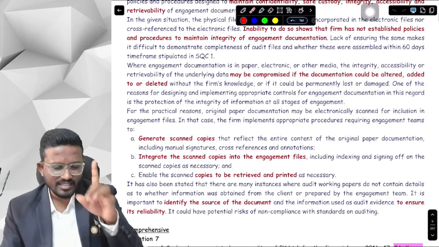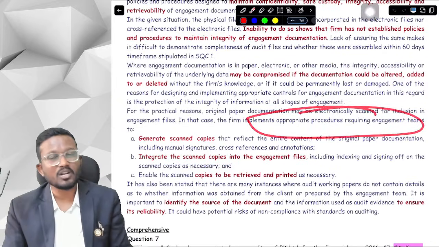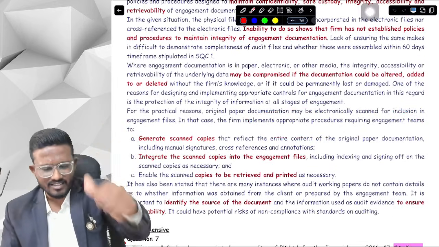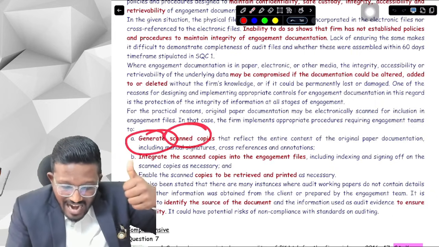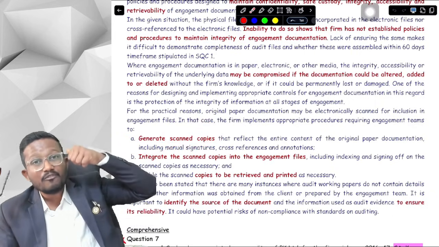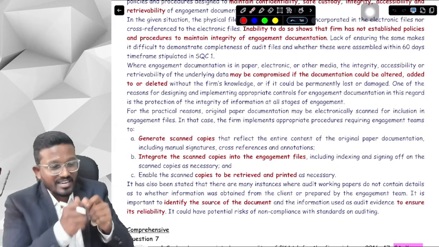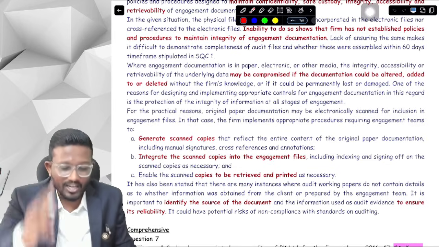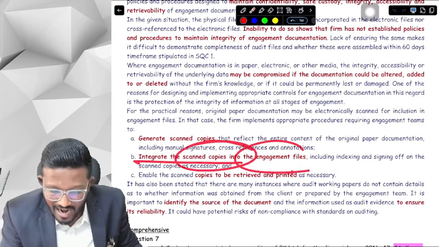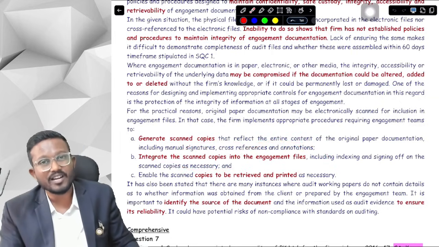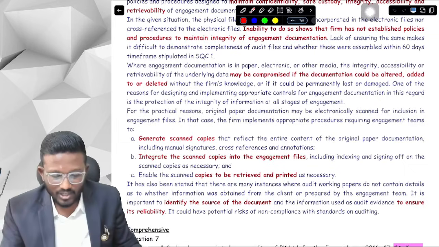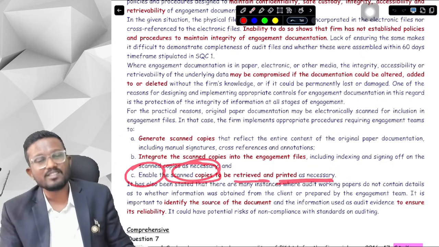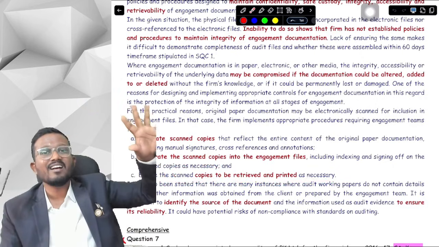Okay, yes sir. In this case, the firm implements appropriate procedures. What are the appropriate procedures that we can implement in this case? You have to just understand 3 things. First of all, we need to generate scanned copies of our physical paper documentation. We need to scan those documents, and then integrate them with our electronic documentation. We'll integrate the scanned copies with the engagement file, that is the electronic documentation. And lastly, we need to enable the scanned copies to be retrieved and printed if necessary. So basically we need to keep a backup of those scanned copies as well.